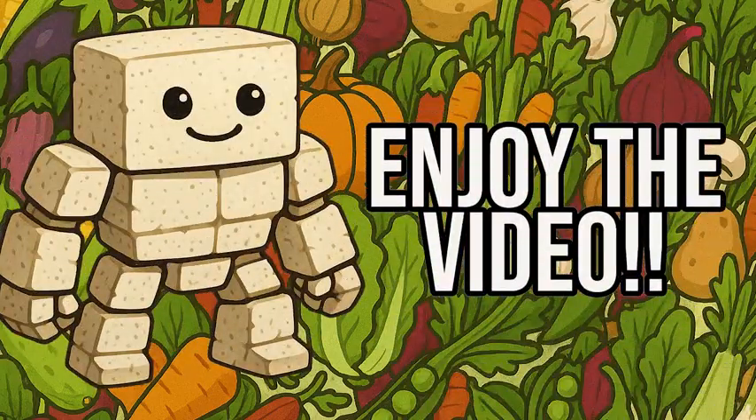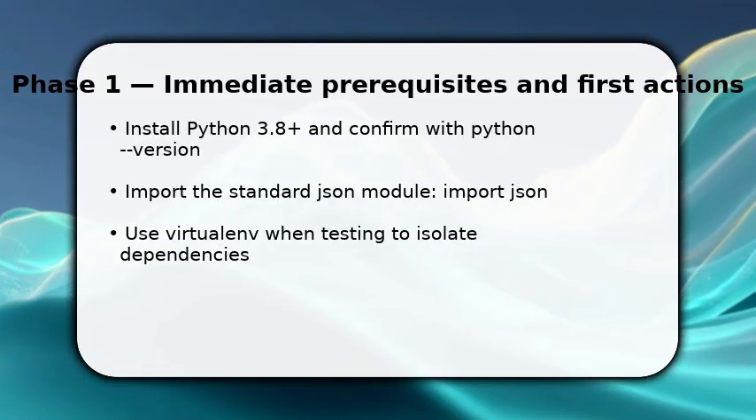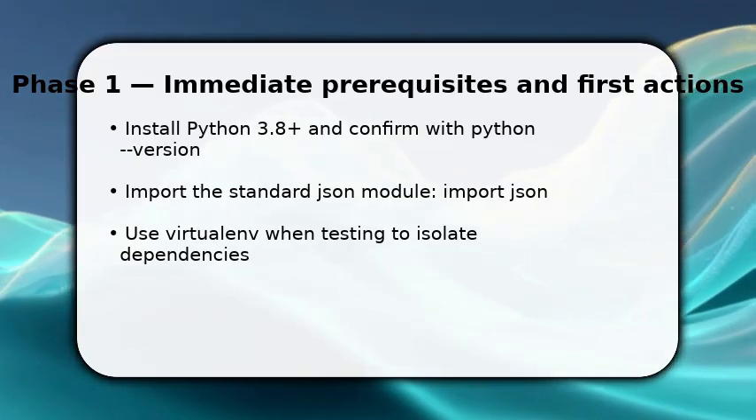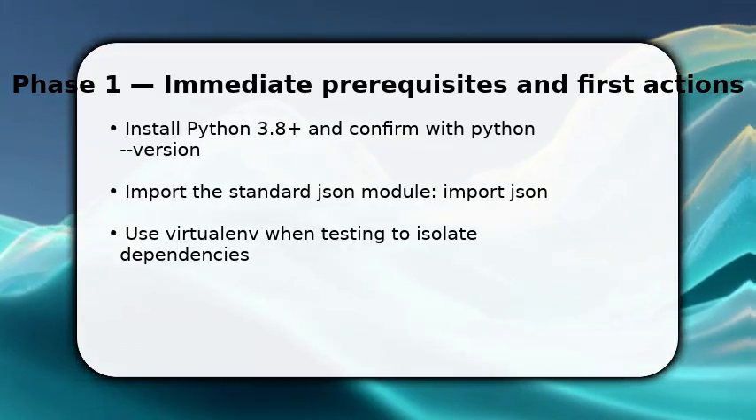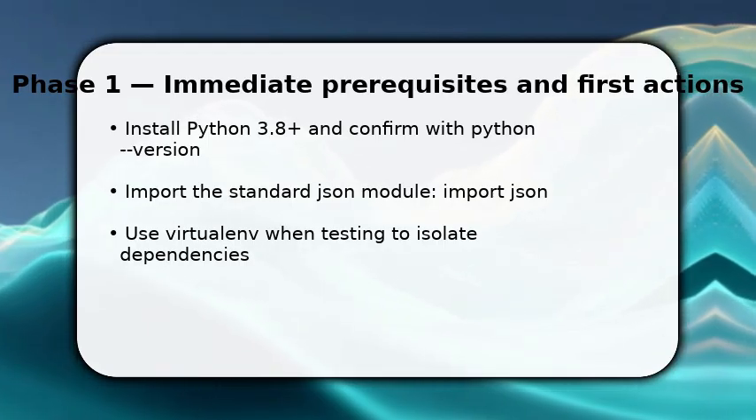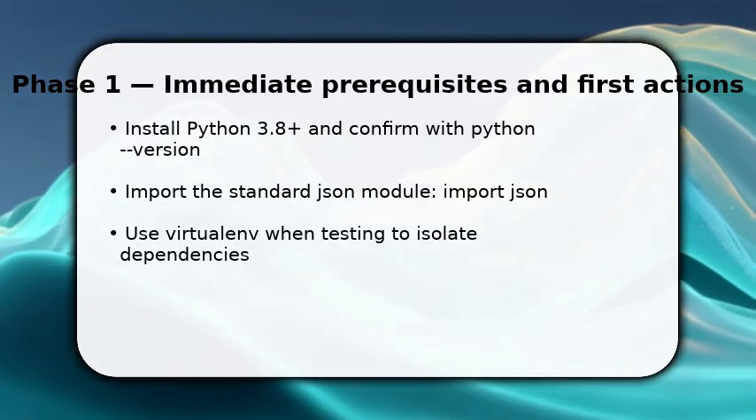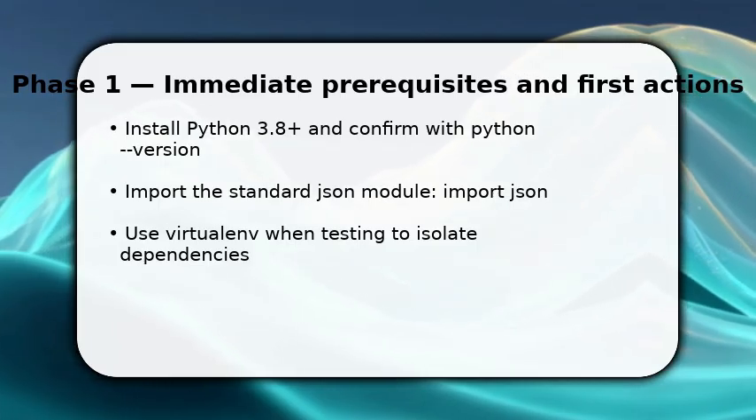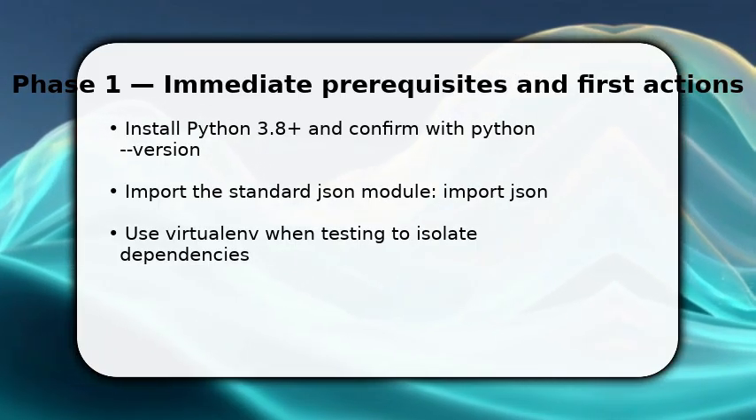Please enjoy the video. You start by installing Python and preparing your environment. Once done, open a REPL or script file. Import the JSON module with import json so you can call dumps and loads. Next, create a simple dict example to serialize. This shows structure and types.